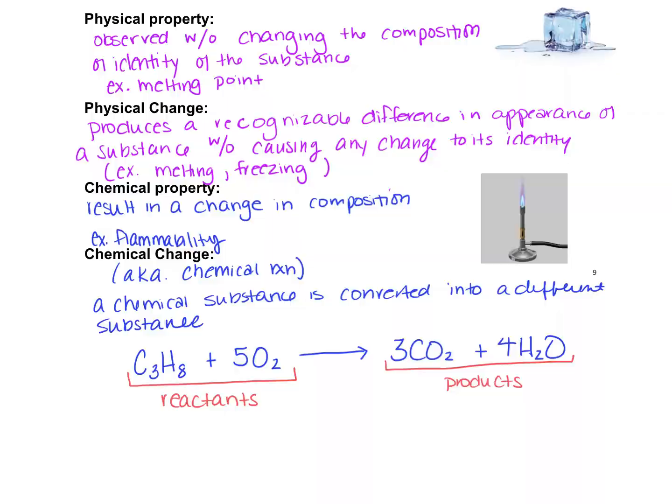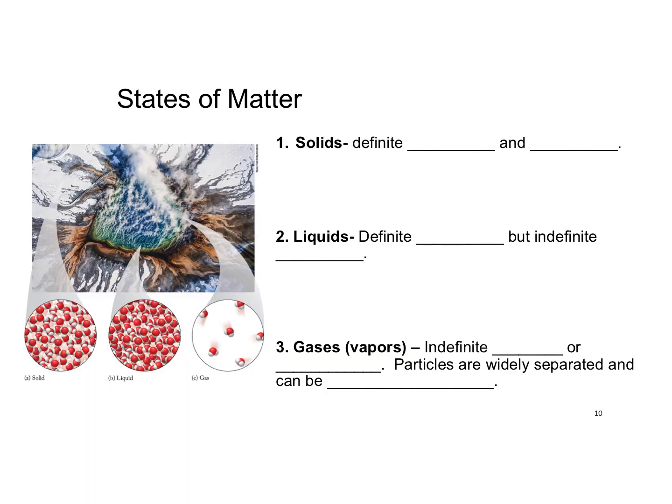Now, we can also talk about the different states of matter. We have solids, liquids, and gases. Solids have a definite shape and a definite volume.